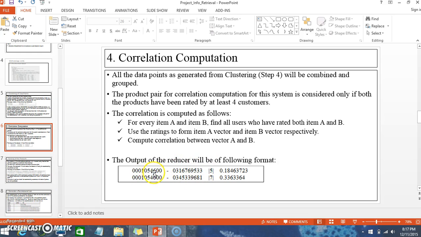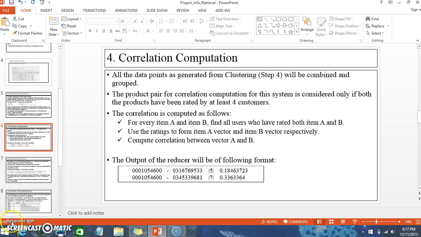In this example, the first two parameters, that is 00105460 and 031676953, are two different product IDs. 5 is the number of customers who have rated both of these products, and 0.18 is the correlation between the two products.